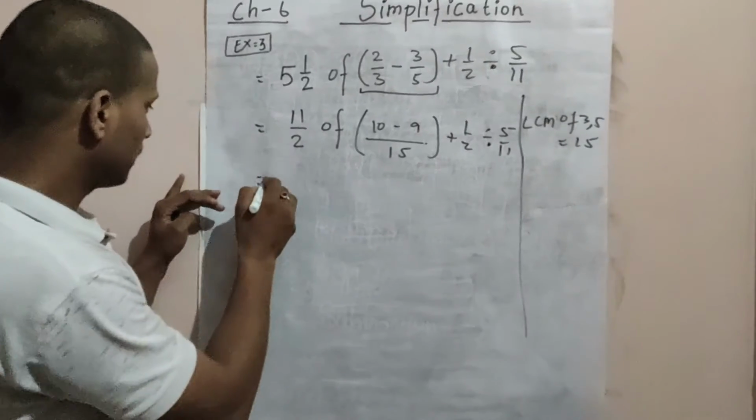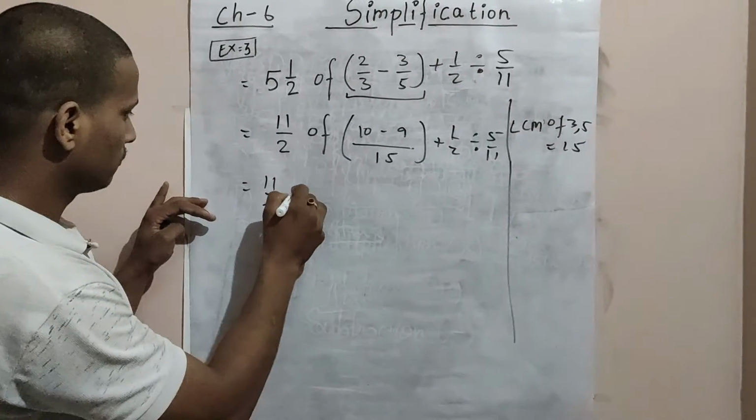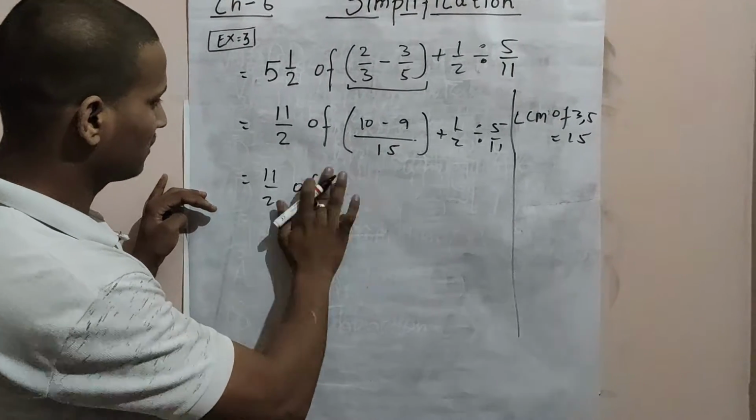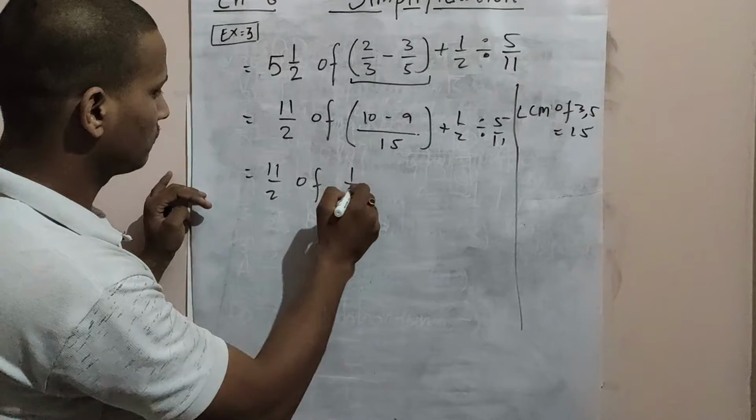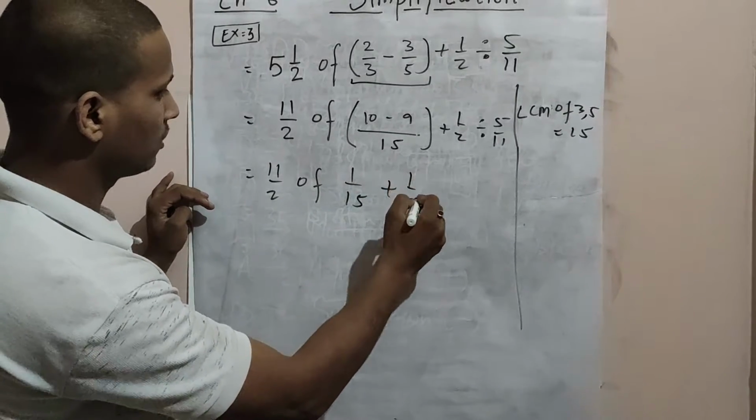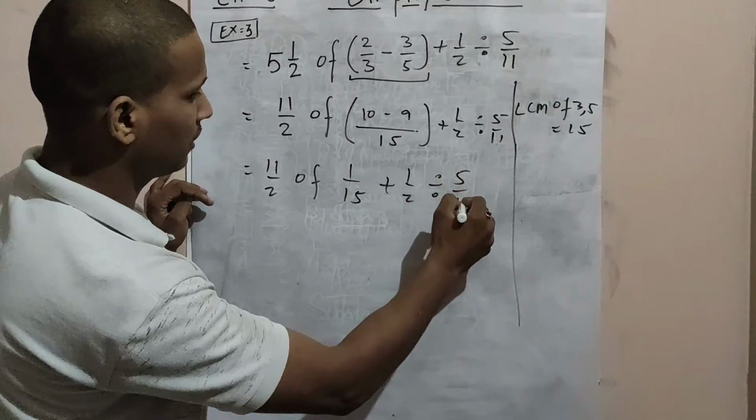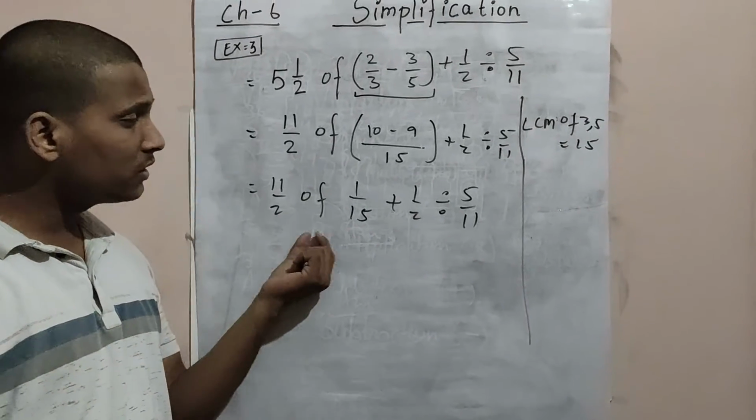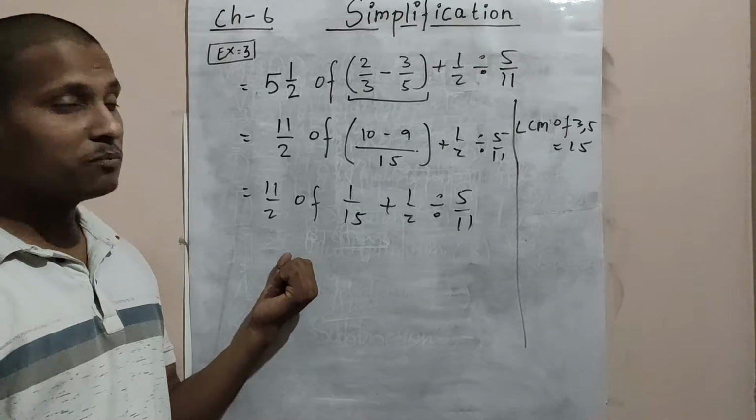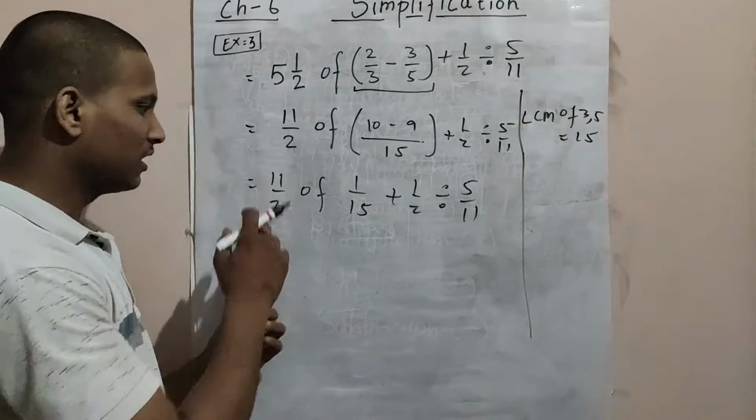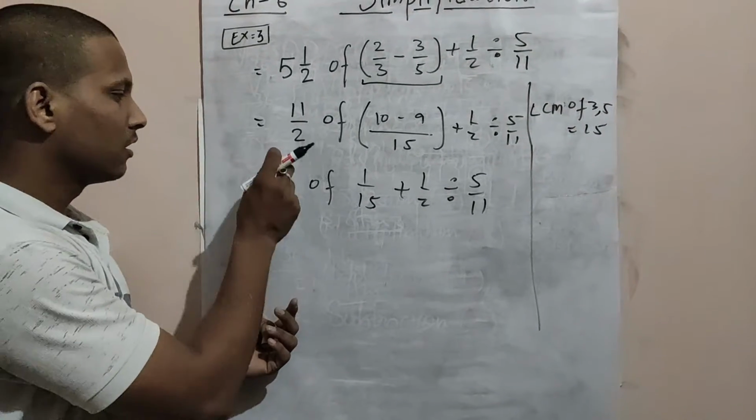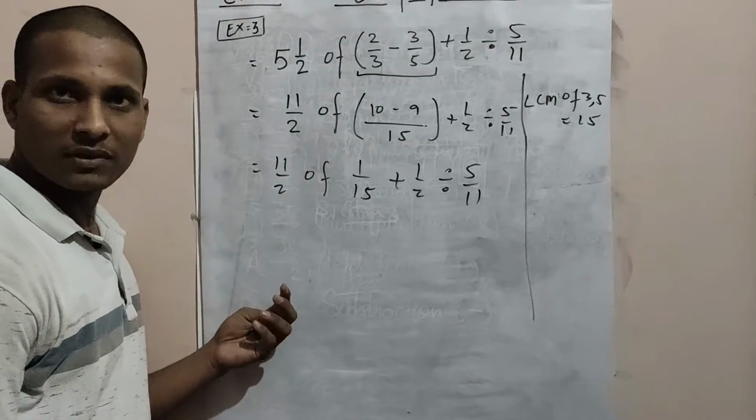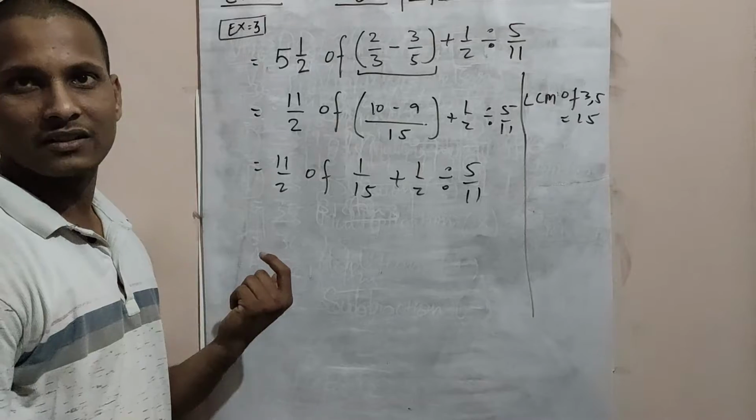Okay, next, 11 by 2 of this becomes, the parenthesis is removed now, 10 minus 1, 1 by 15 plus 1 by 2 divided by 5 by 11. Okay, now we need to solve of. Of means product of these two. Product means simply multiplication. Multiplication means denominator multiplied by denominator and numerator multiplied with numerator, simple multiplication of fractions.